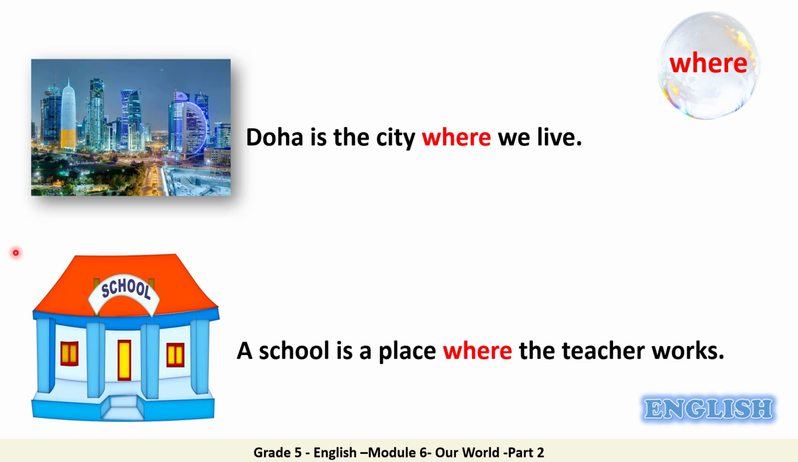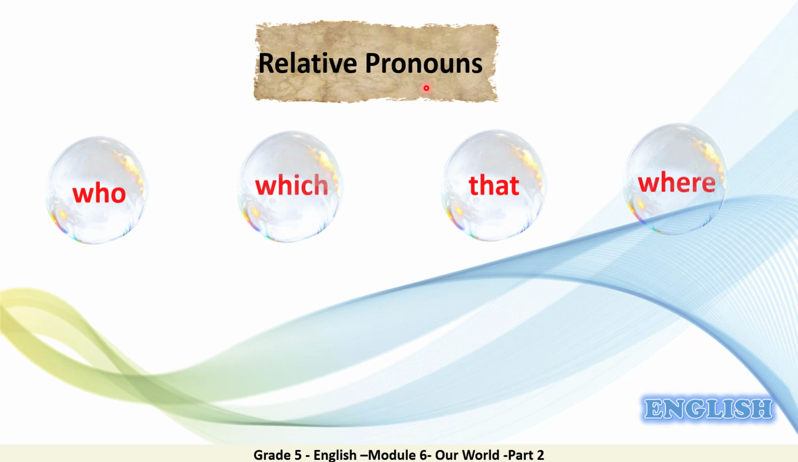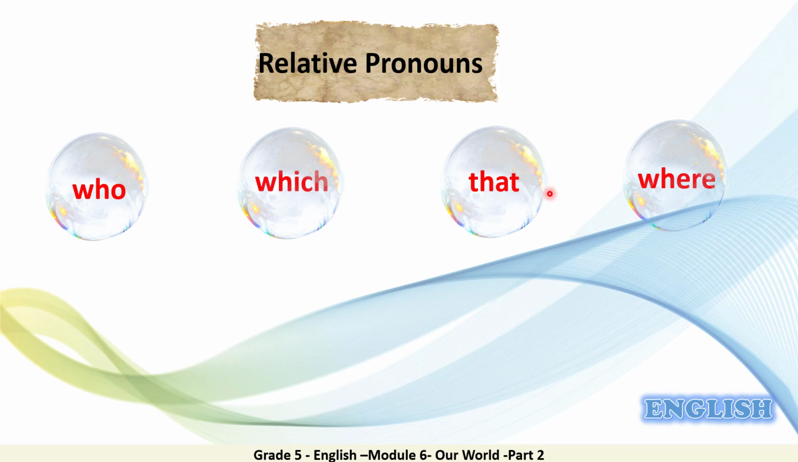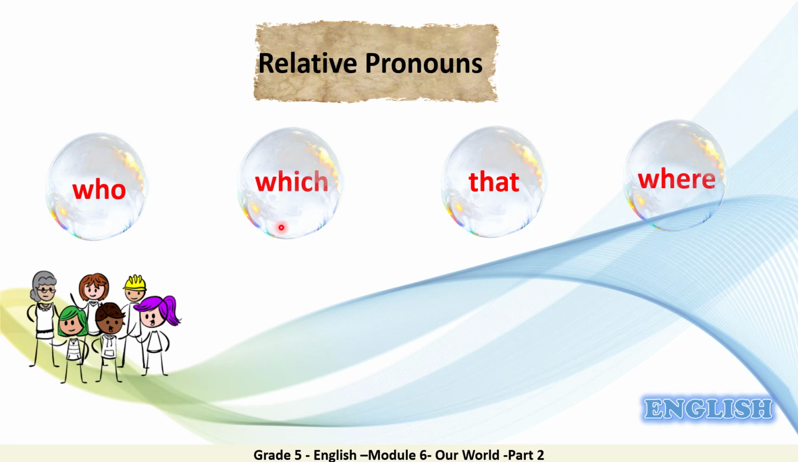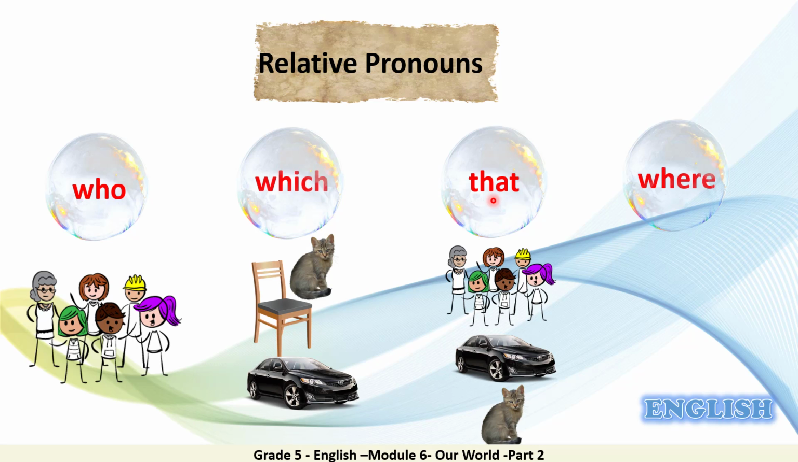Okay? Let's sum this up. The relative pronouns are who, which, that, where. Who is used with people, which is used with animals and things. That is used with people or things or animals. And where is used with places. I hope you understand, guys.